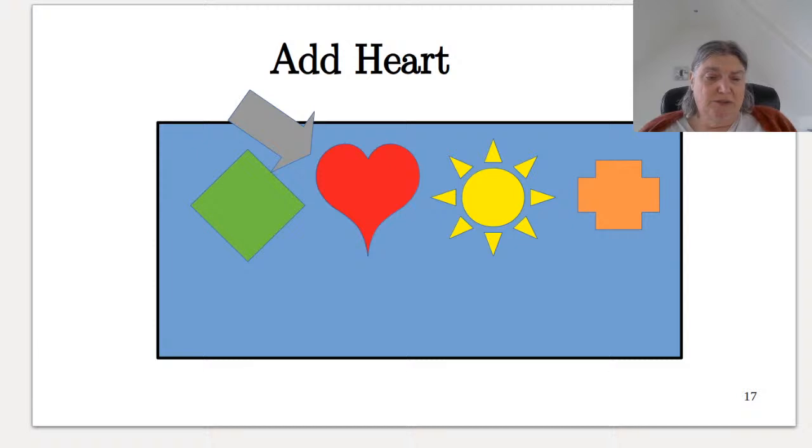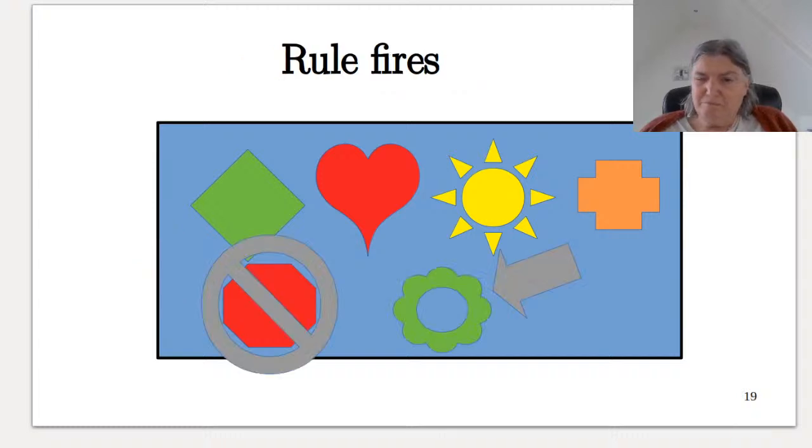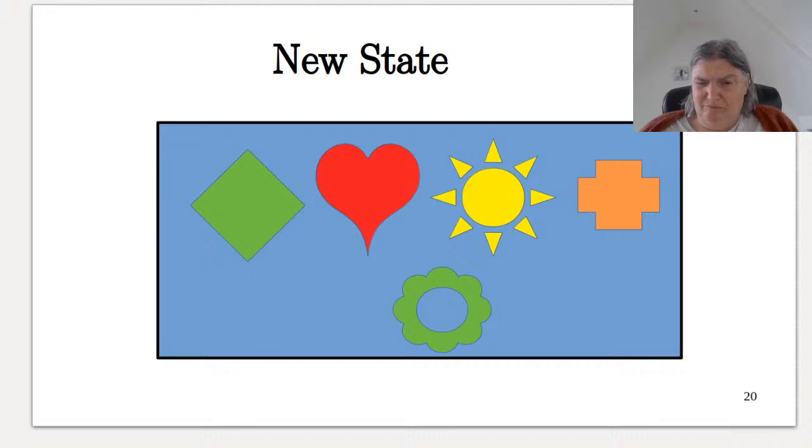So we add a heart externally from Prolog, and we add a stop sign. And now the rule fires, and the flower gets added and the stop sign goes away.